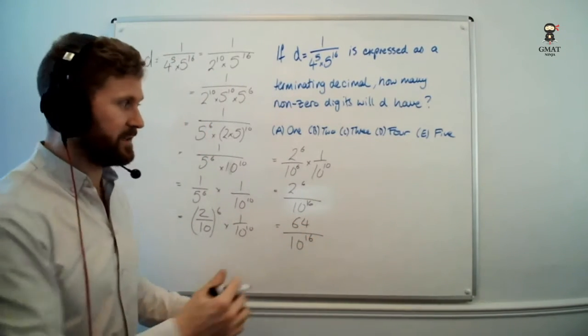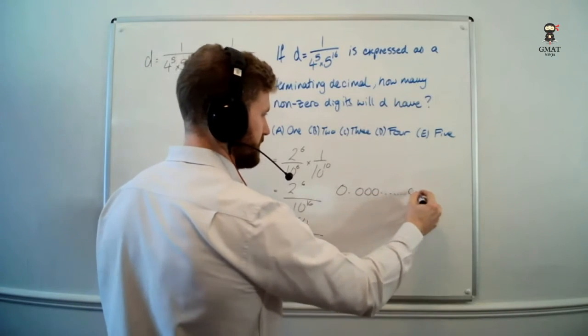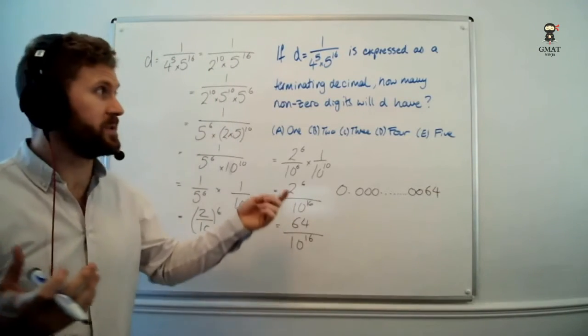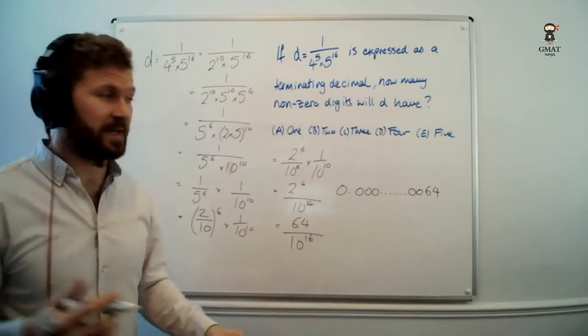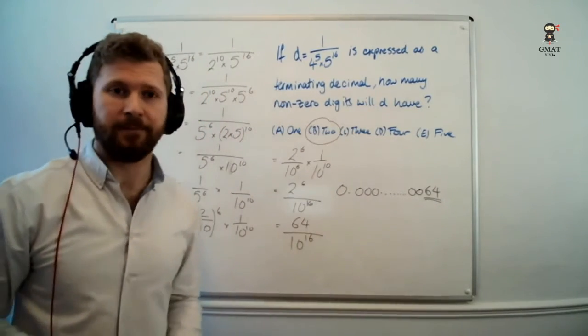Or in other words, writing this as a decimal, it's going to be 0 point, a bunch of zeros, and then 64 at the end. Or in other words, how many non-zero digits will D have? Well, 2. So the answer there is B.